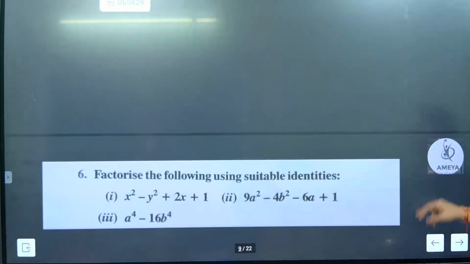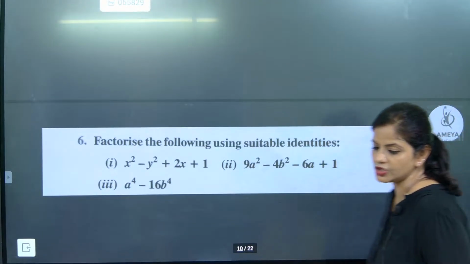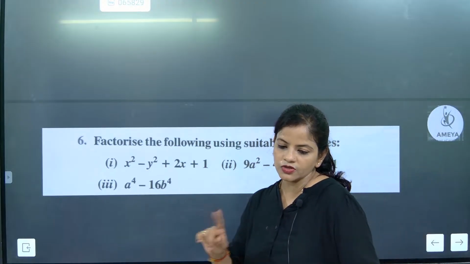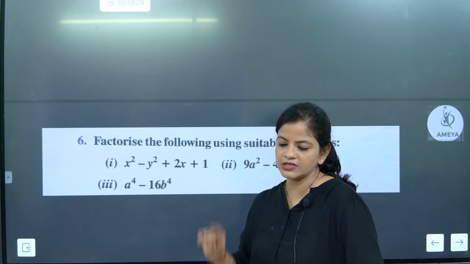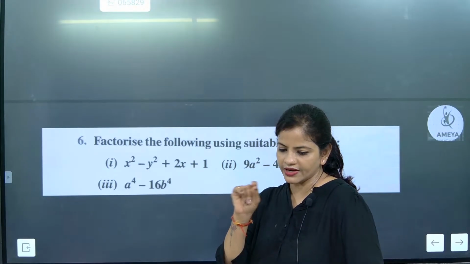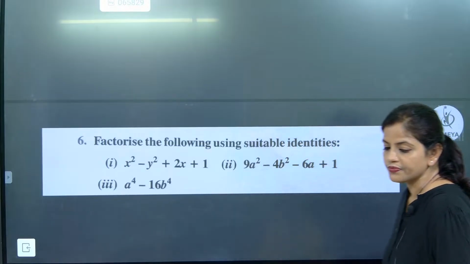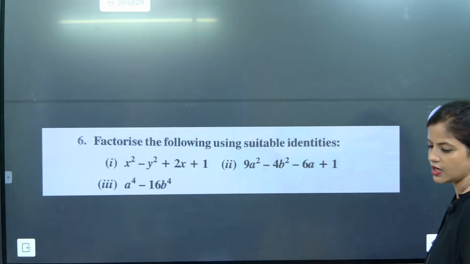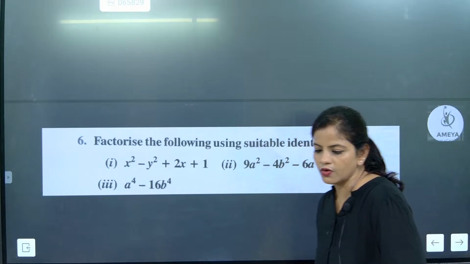Go and check. If the light is not red means you are not live. If the light is not red means you are not live. Live means you will be putting this light, red light will be shown. Okay? So directly you go and convert yourself into live. Okay?